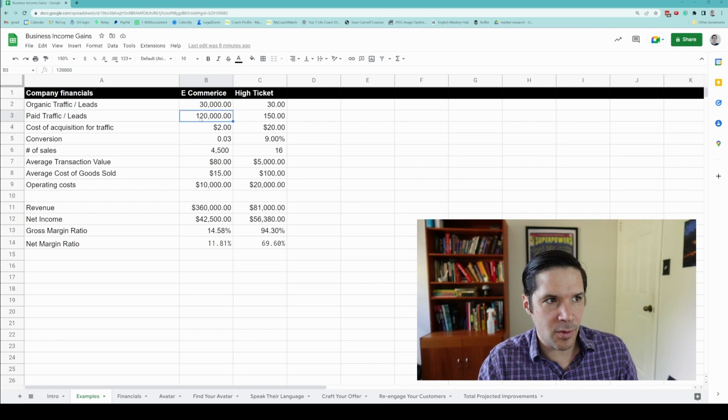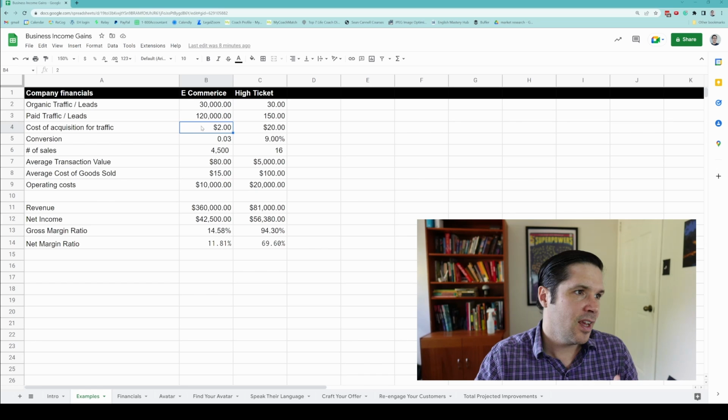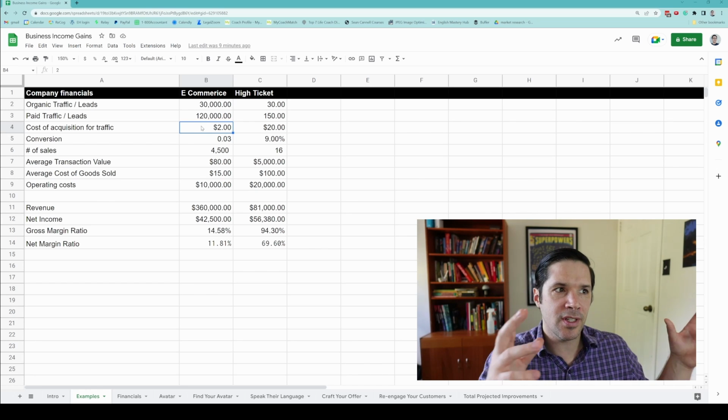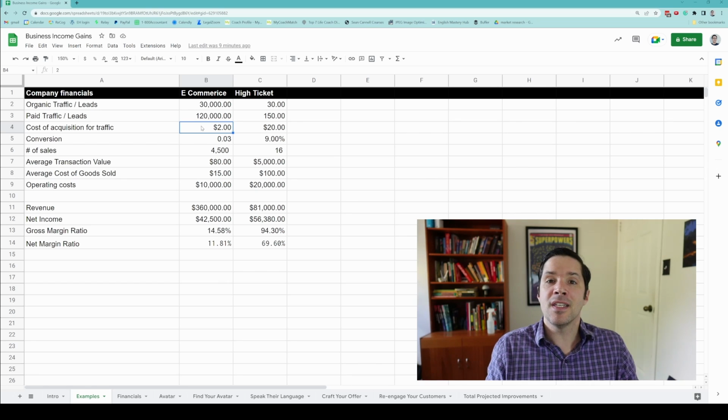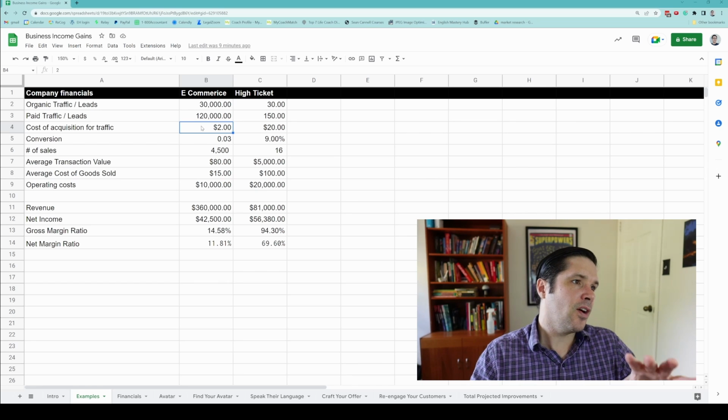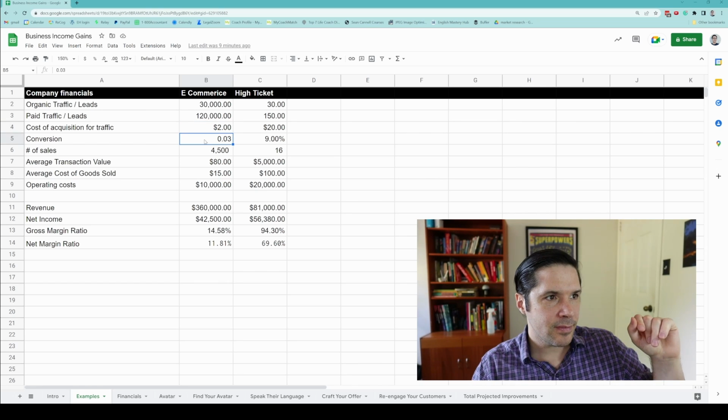So paid traffic would be the opposite, the people that you do have to pay to come to where your goods are sold. And then the cost of acquisition is the cost per each person that you pay to come in. Obviously online, that might be CPC, cost per click. So given that, all right, you have an overall conversion rate.